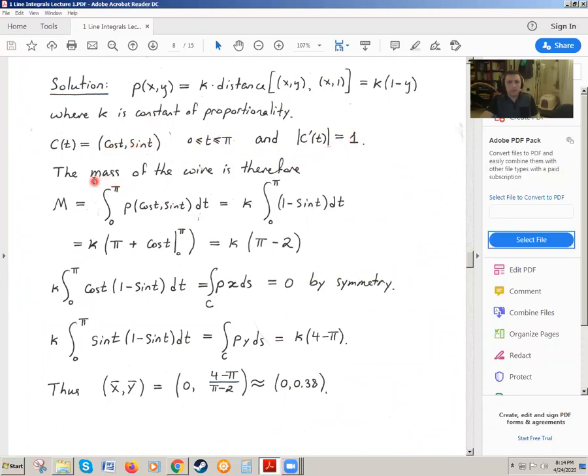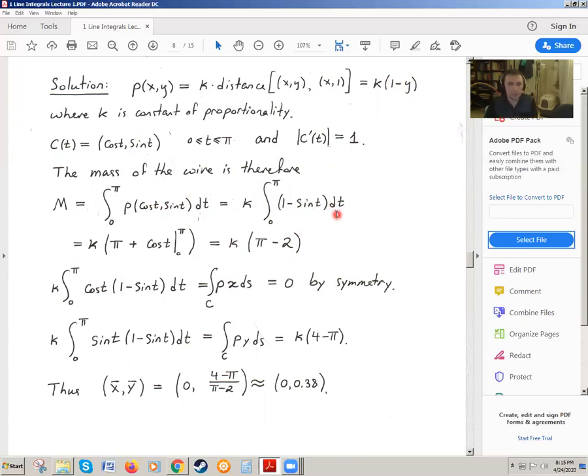Which means that the mass ends up being the calculation for the integral from 0 to pi of rho of cosine t, sine t, times the root of x prime squared plus y prime squared, which happens to be equal to 1, times dt. And well, what is that? I know that my density function is k times 1 minus y, so I factor out the k, and I have 1 minus what's y in our parameterization. This is y, right? So it's sine of t. And now this becomes a simple matter of integration, calc 1 stuff. So that is k times pi minus 2.